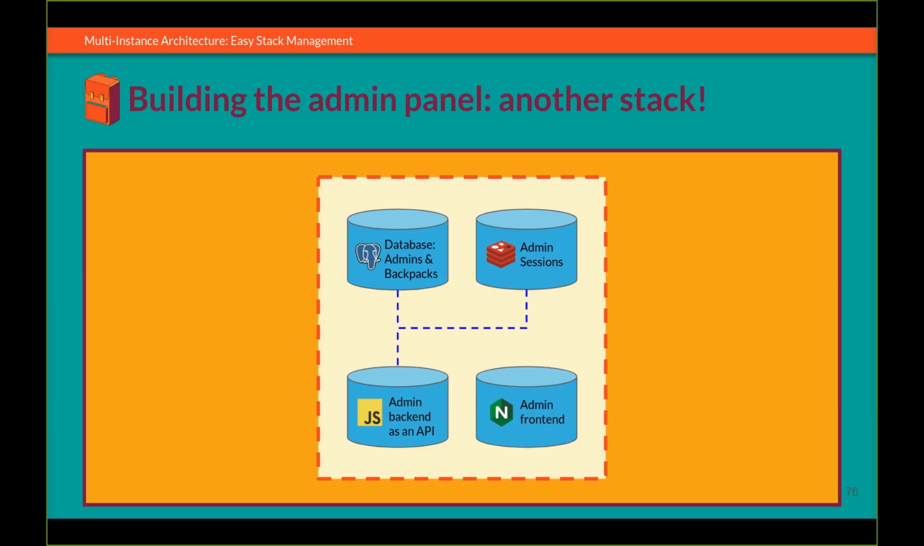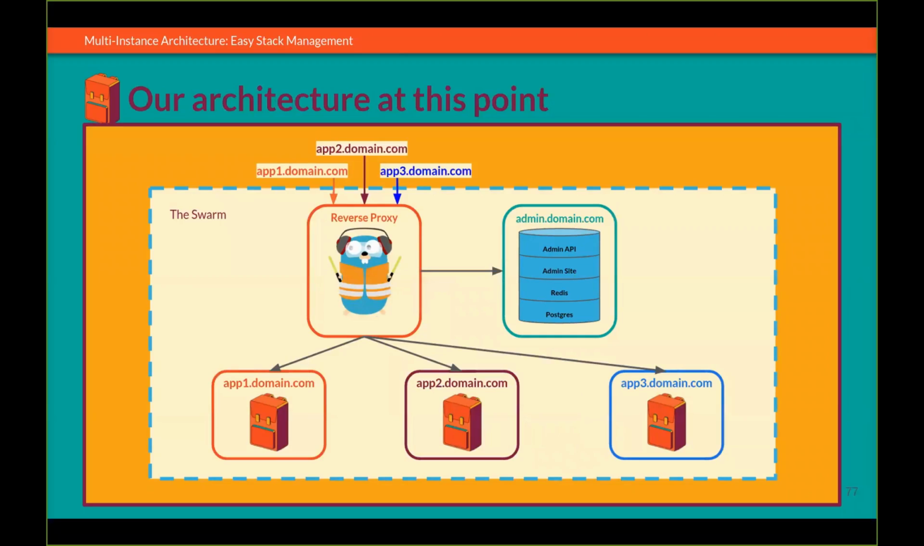So we have the stack, and then we put it together with our existing system like this. We've got Traefik, our reverse proxy, sitting at the very front of the swarm. It's handling requests from the internet, basically. It is also joined to the admin panel, which can handle requests that go to admin.thedomain.com. And then for any of these other subdomains, Traefik will route to the appropriate Backpack.